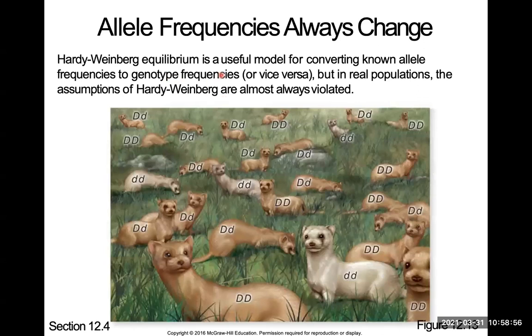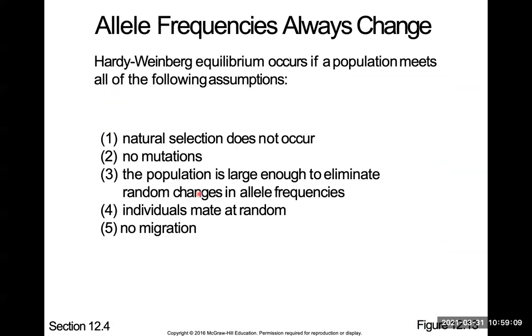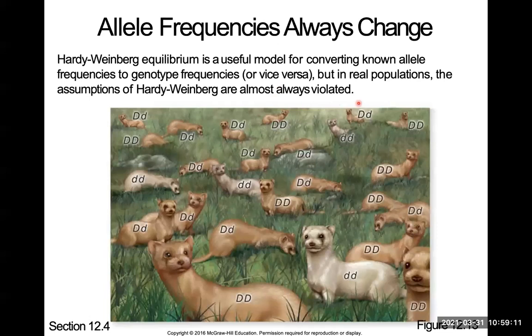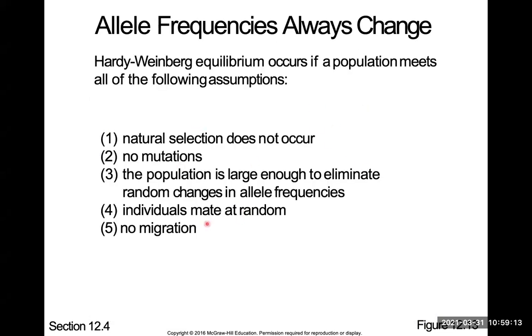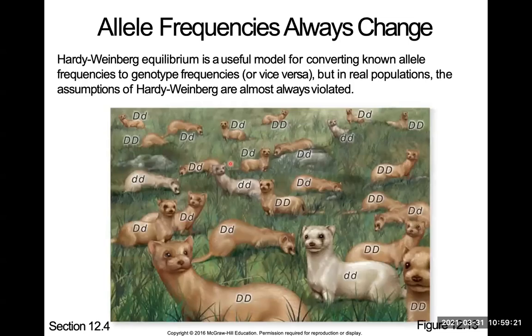So Hardy-Weinberg is a useful model for converting known allele frequencies to genotype frequencies or vice versa. But in real populations, these 5 assumptions are always violated. There's always something happening, so it never really follows that. So that means we can say allele frequencies are changing, which is going to lead to evolution. So again, the purpose of this is to figure out if the population is undergoing evolution, if allele frequencies are changing, or if they're staying stable.